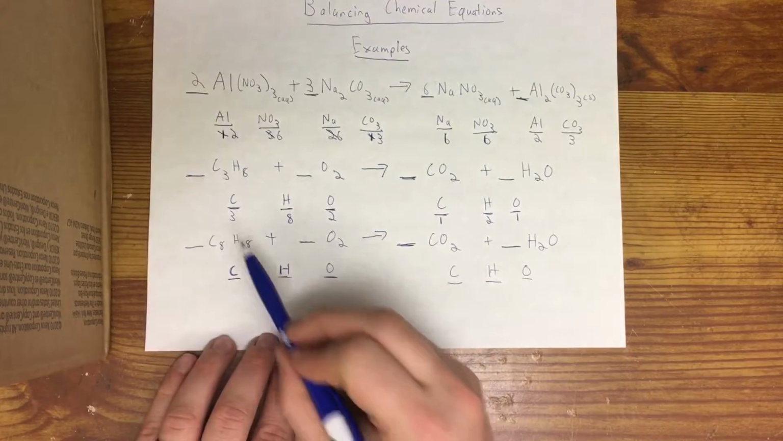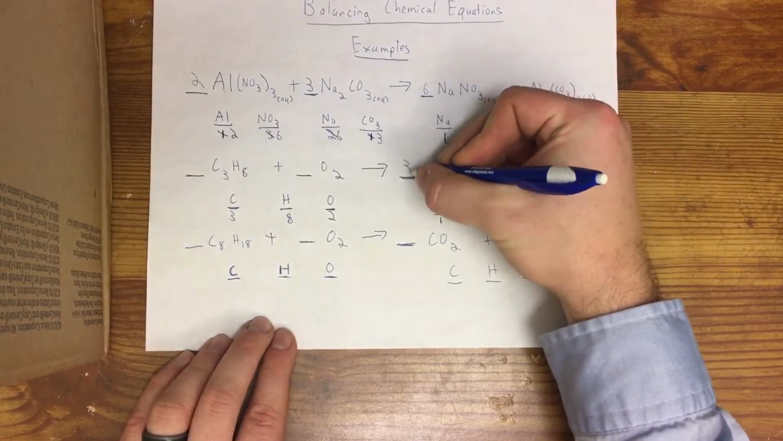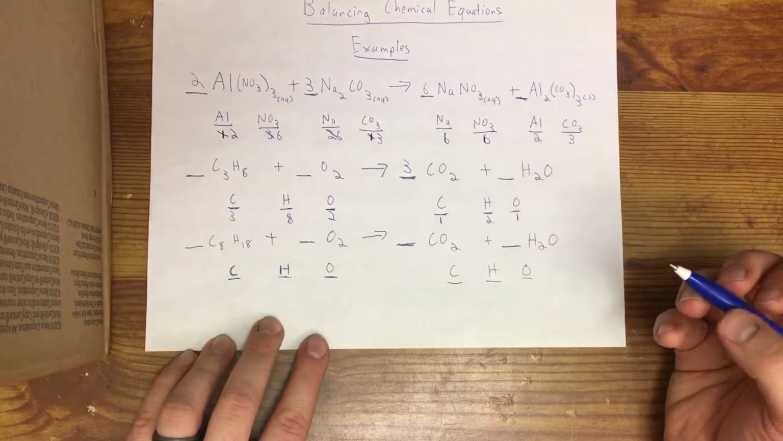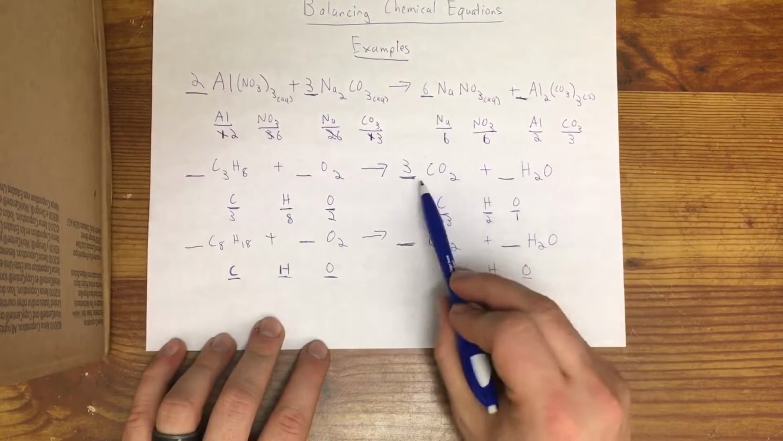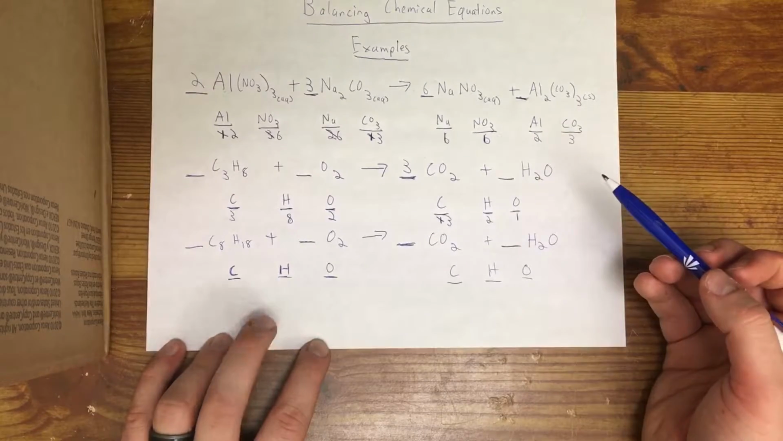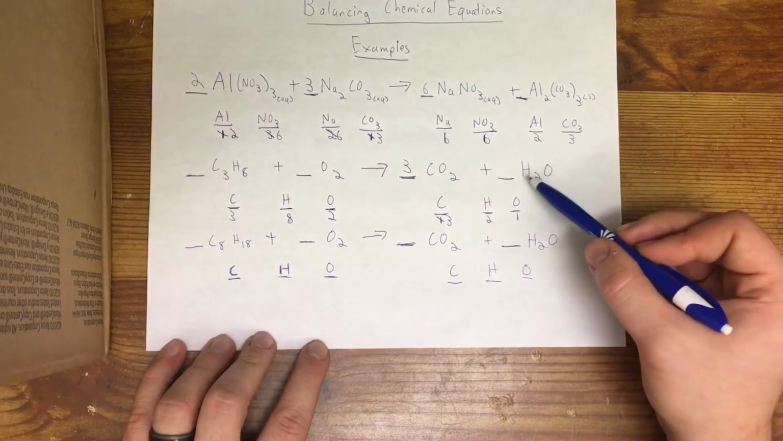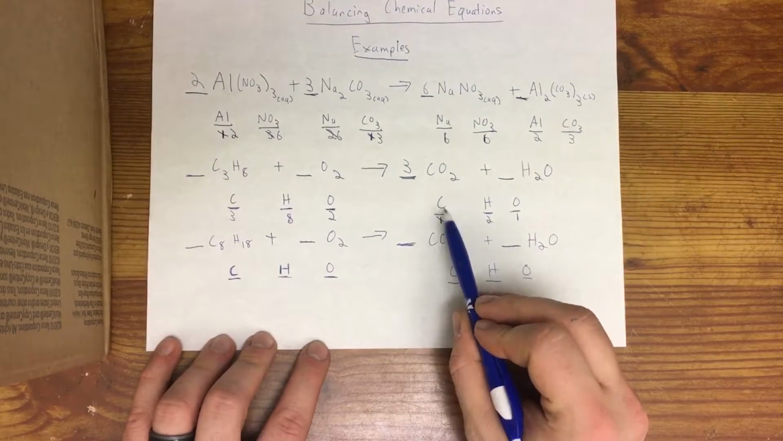So, balancing carbon first, we will multiply this carbon dioxide by 3 in order to create 3 carbon dioxide molecules on this side of the equation. So that gives us 3 carbons. Again, we're not going to worry about how many oxygens are created until the very end, because this water also contains oxygen, so it'll screw us up when we change the number of hydrogens. So we balanced carbon. Next we'll balance hydrogen.